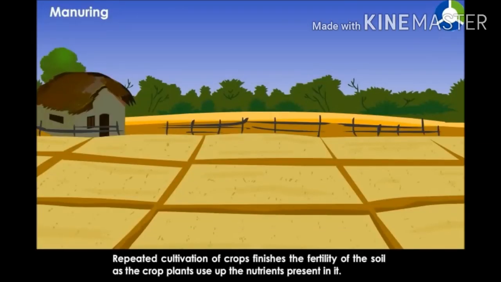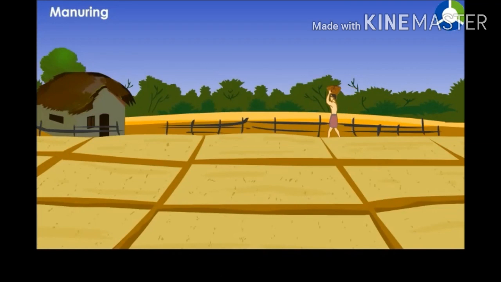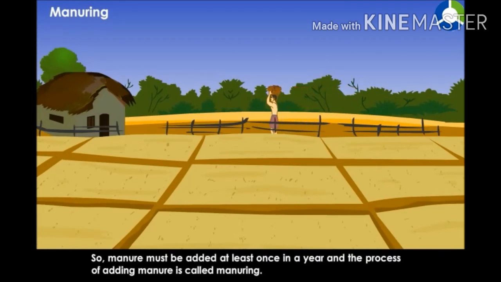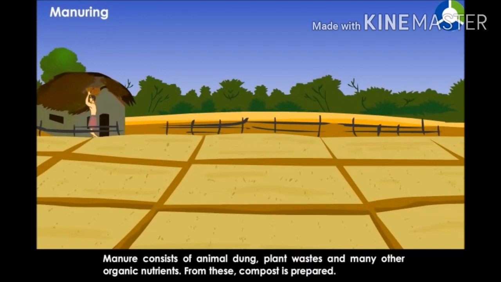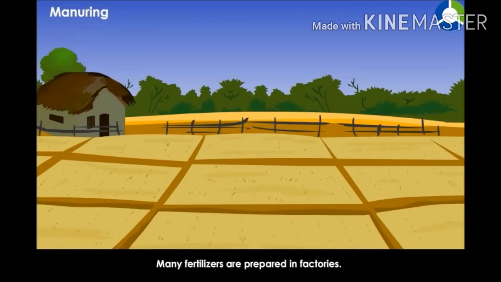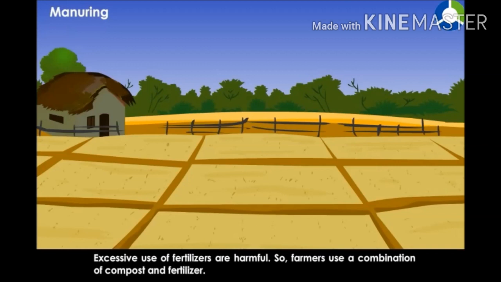Repeated cultivation of crops finishes the fertility of the soil as the crop plants use up the nutrients present in it. So, manure must be added at least once in a year, and the process of adding manure is called manuring. Manure consists of animal dung, plant wastes, and many other organic nutrients. From these, compost is prepared. Many fertilizers are prepared in factories. Excessive use of fertilizers is harmful. So farmers use a combination of compost and fertilizer.